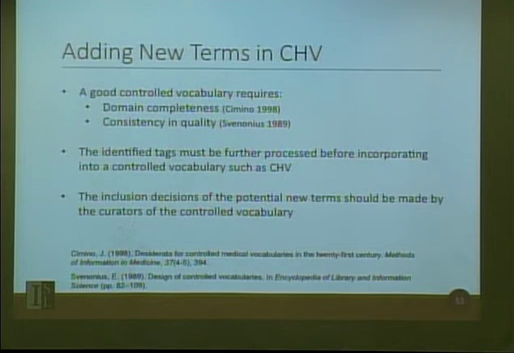And again, I just want to mention that my research background in my PhD is medical terminology quality assurance. We want to ensure that a good quality controlled vocabulary should require domain completeness and consistency in quality. And so these unidentified tags must be further processed before incorporating into a controlled vocabulary like CHV. And the decision of whether they should be included should be made by the curators of the controlled vocabulary.